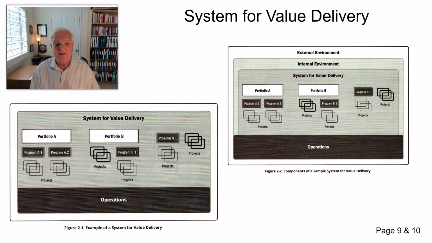So you can see that the system for value delivery can have multiple levels. It can have an internal environment and an external environment. You'll be able to see over here the projects are umbrellaed underneath the programs. From an operations standpoint, they show you that flow. This is something that wasn't prevalent in the previous PMBOK, but it was something that all program and project managers were working with and doing.